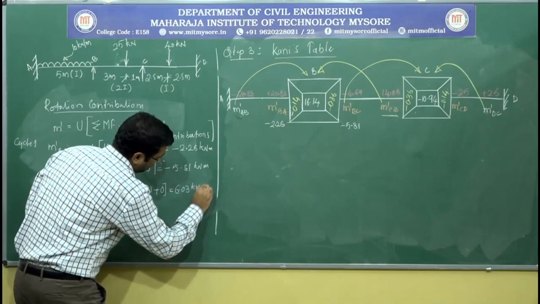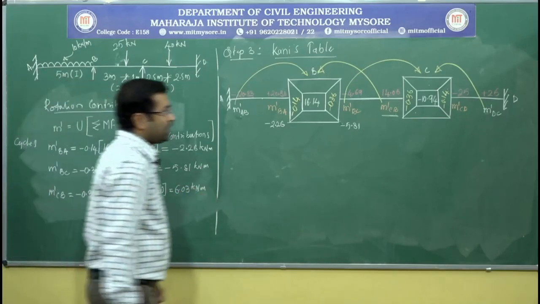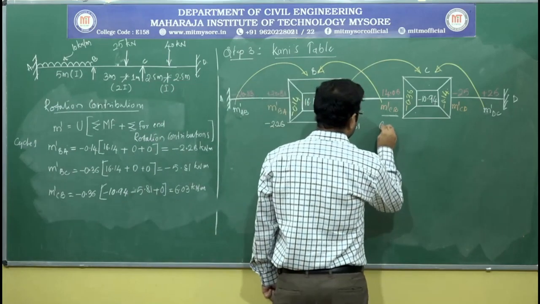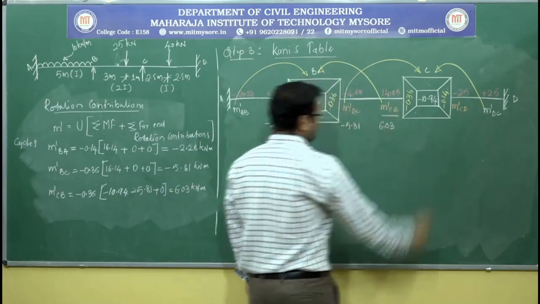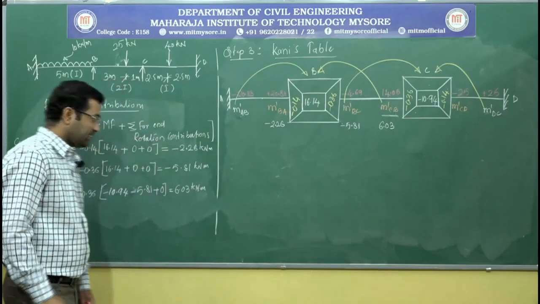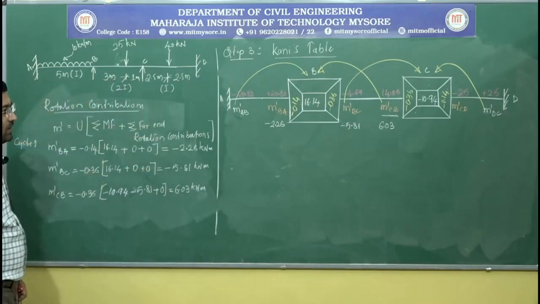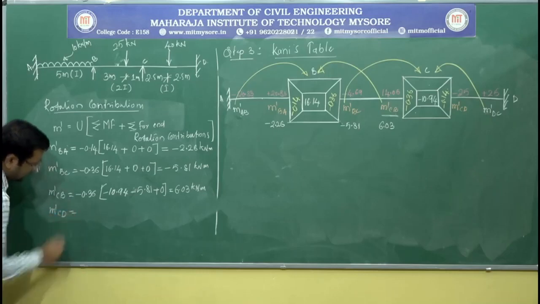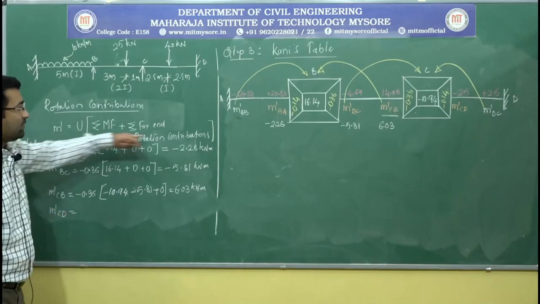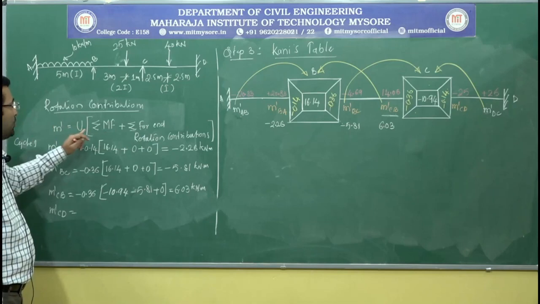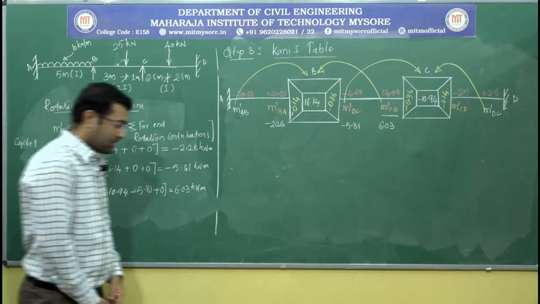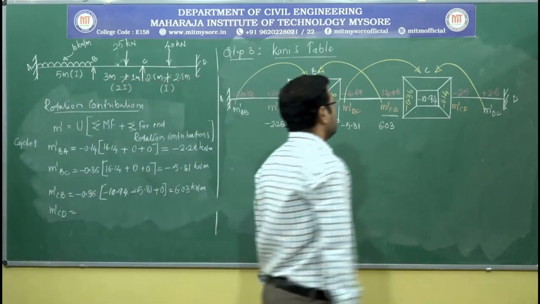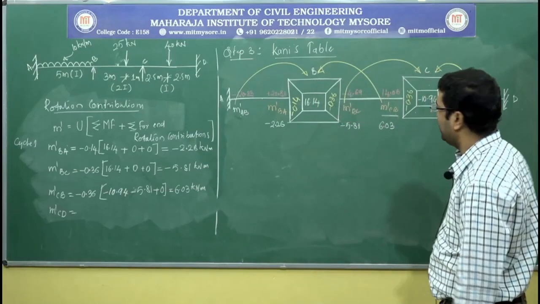6.03 kilonewton meter. So that I need to represent here, 6.03. Okay. Now the last value, M dash CD. So again the formula will remain the same, that is U into the algebraic sum of fixed end moments plus the rotation contributions at the far end.